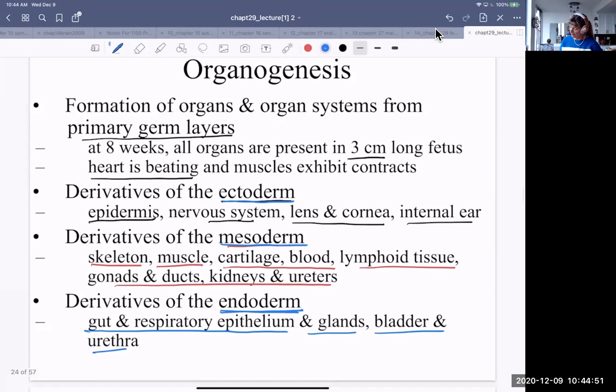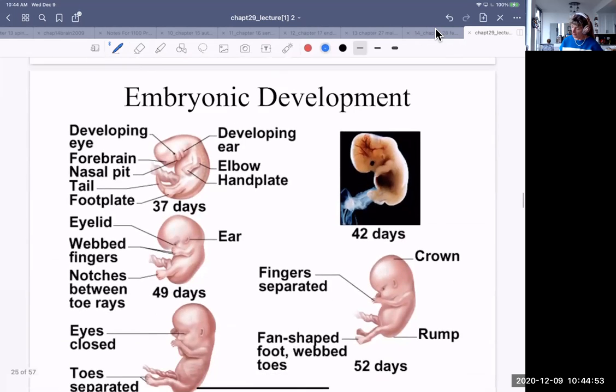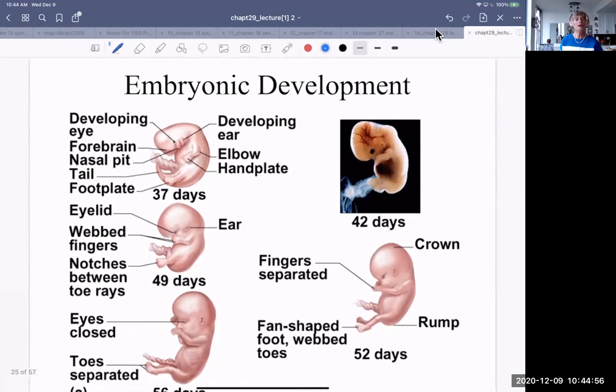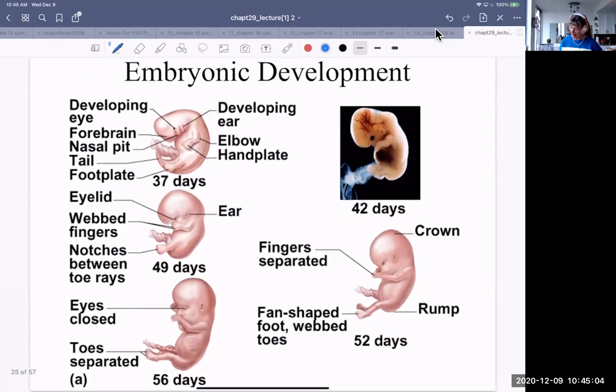So we're going to watch a film about development. So you'll see some of these stages occur. While you're watching it, see if you can pick out some of these stages. So at 37 days, for example, the embryo is teeny tiny, but is developing an eye, a forebrain here. So these are the dilations. There's the forebrain, a nasal pit already, a tail, a foot plate, a hand plate. So these are just beginning the buds of the limbs.